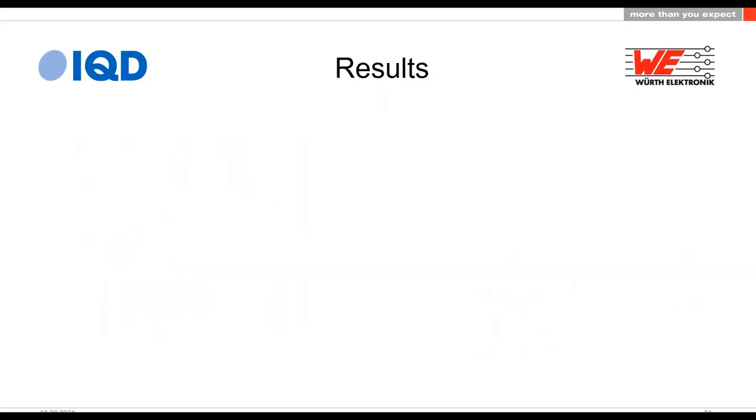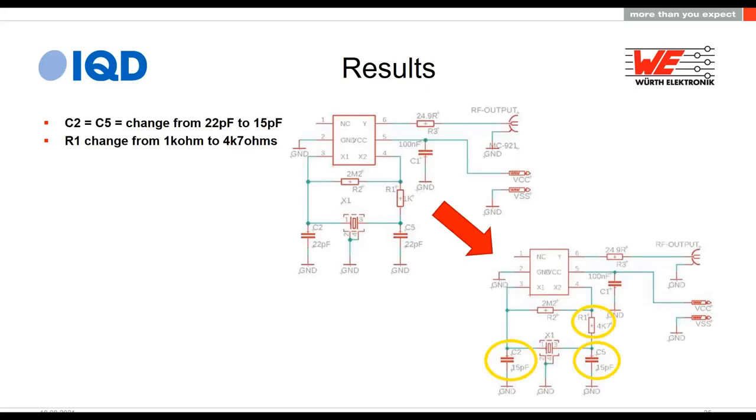Okay, well done, guys. That's been a pretty intense hour. We've done some measurements, we've done some maths, and hopefully we've made some improvements on a PCB. So just to recap where we were at the beginning, what we did is we changed our two capacitors from 22 picofarads to 15 picofarads, and we changed from 1 kiloohm here to 4 kiloohm, 4K7 here.